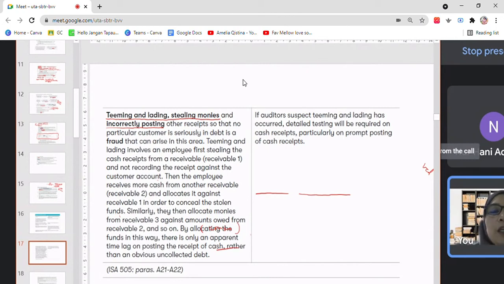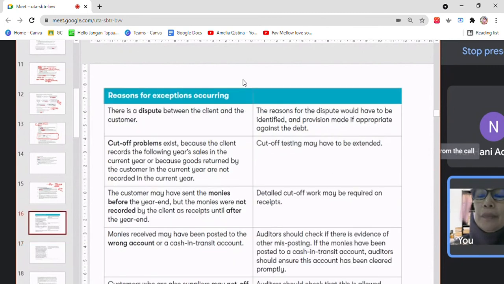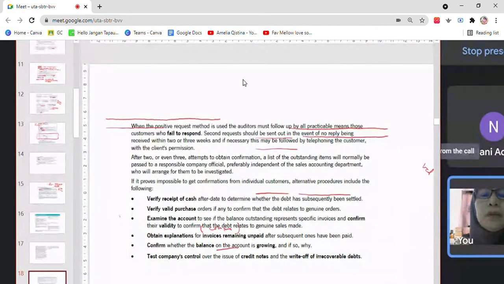So if the auditor suspects teaming and lading has occurred, detailed testing will be required on the cash receipts, particularly on prompt posting of cash receipts. So what is the teaming and lading that might happen in the company?